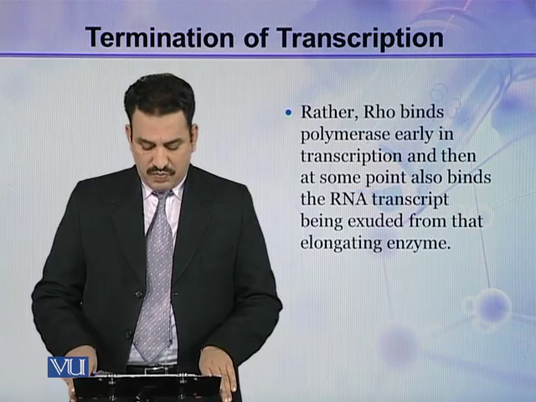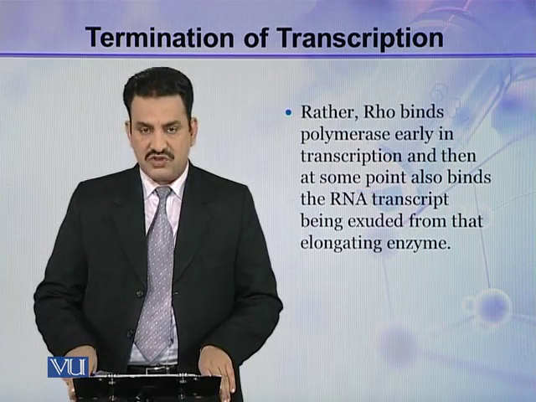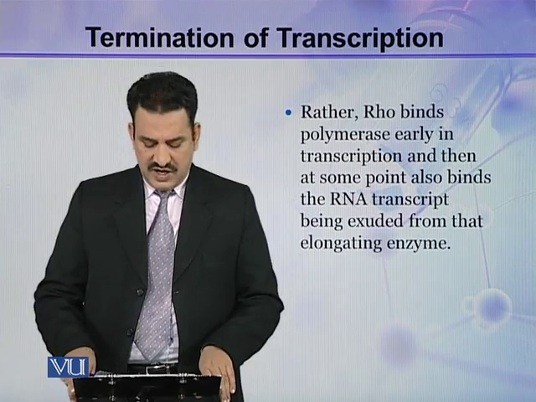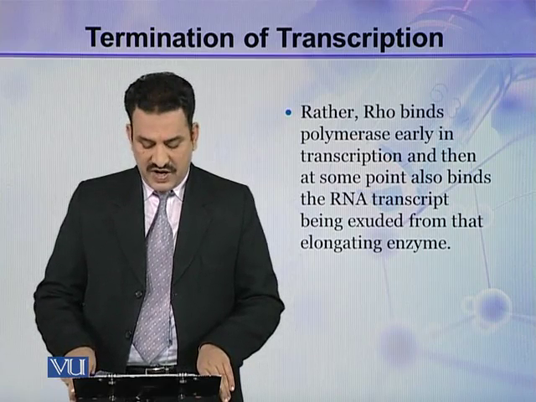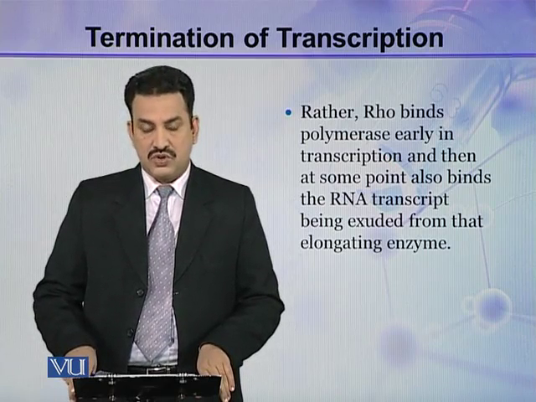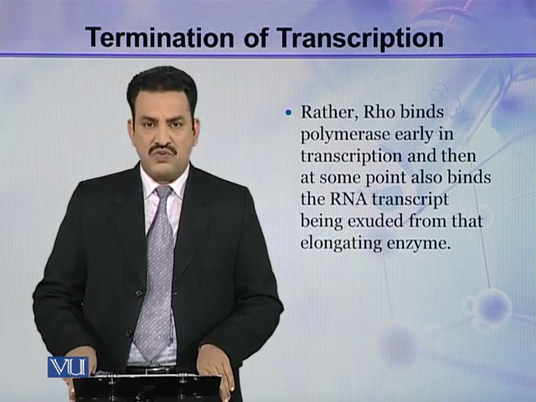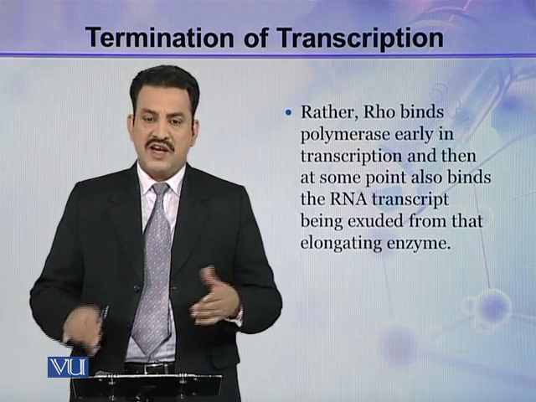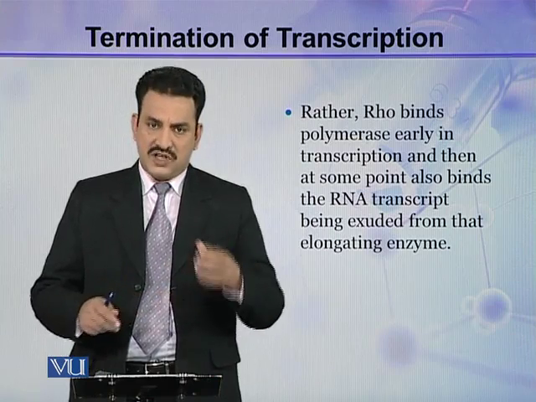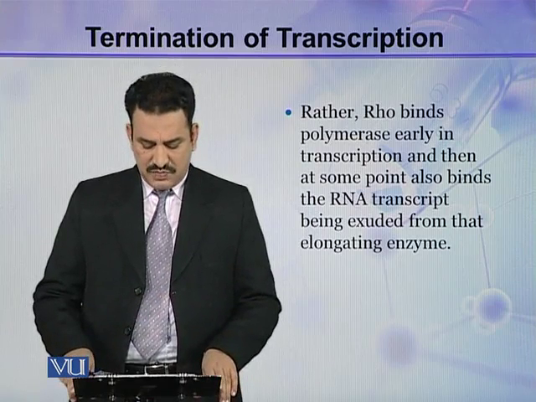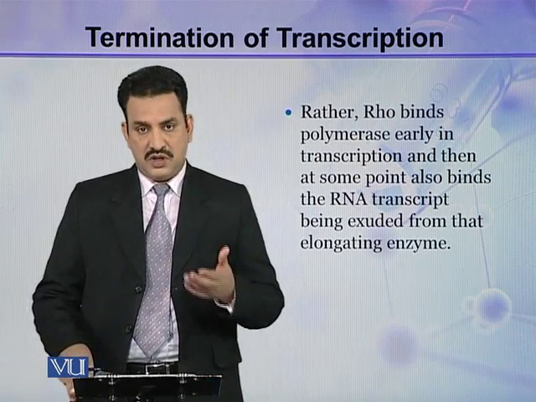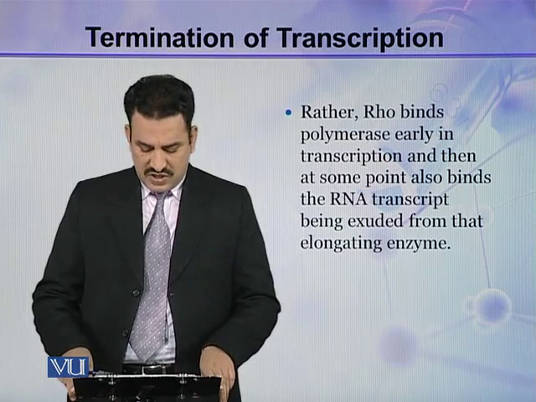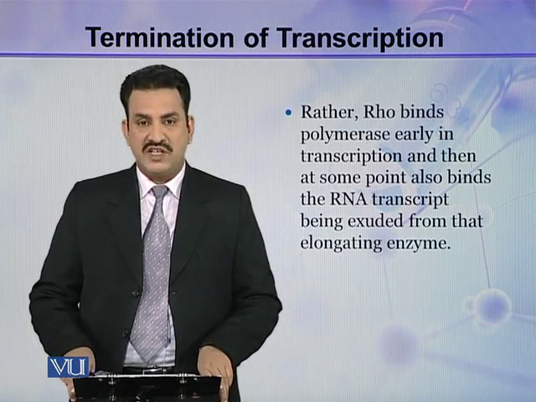Rather, Rho binds polymerase early in the transcription, and then at some point also binds the RNA transcript. So it has already bound to the DNA, and then during transcription it also binds to the RNA transcript, which is being extruded from the elongating enzyme.